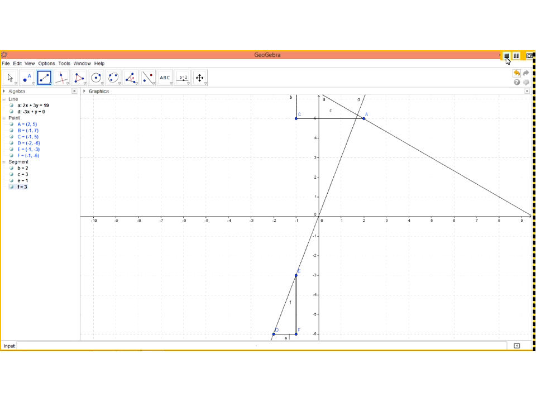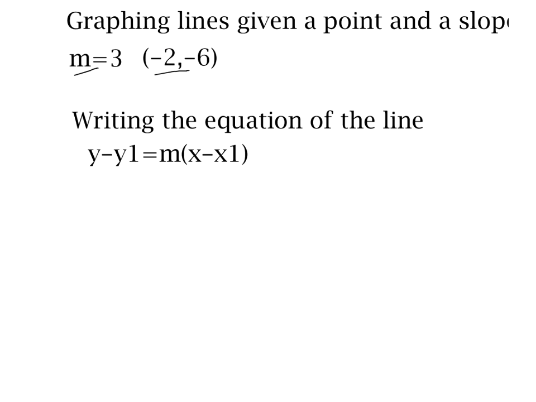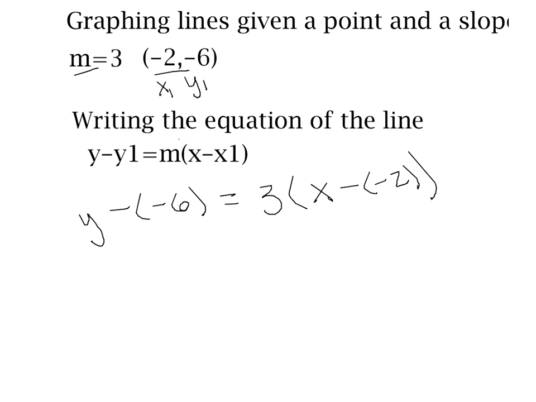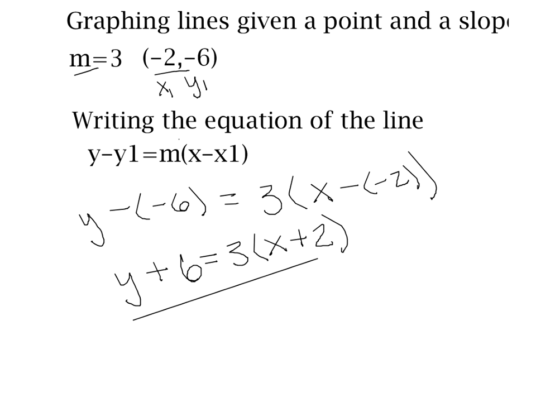Okay. Now, I want to write the equation of the line. So this is my x1 and my y1. So y minus y1 equals m times (x minus x1). Okay, now I can simplify. The minus and the minus is a plus. Another minus and a minus is a plus. So there's my equation of the line.